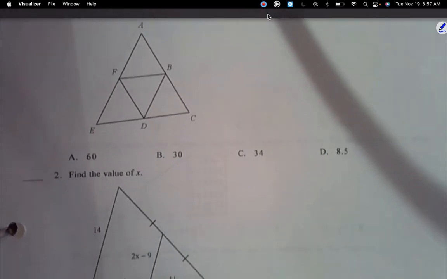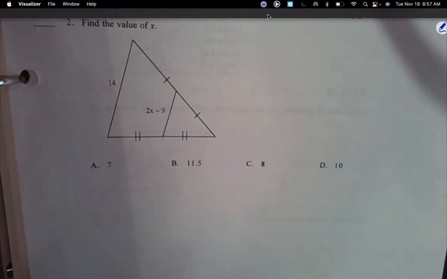Then this one says find the value of X. All right, so what it's showing you is that this is in the middle. Do y'all see how they've marked those lines? It's because it's in the middle. So what do I know that this is equal to? It is not equal to 14. Half of 14. What is half of 14? 7. To me, that's the easiest way to set this up. Obviously, it's not equal to 14. Look how long that one is. It is not that long.